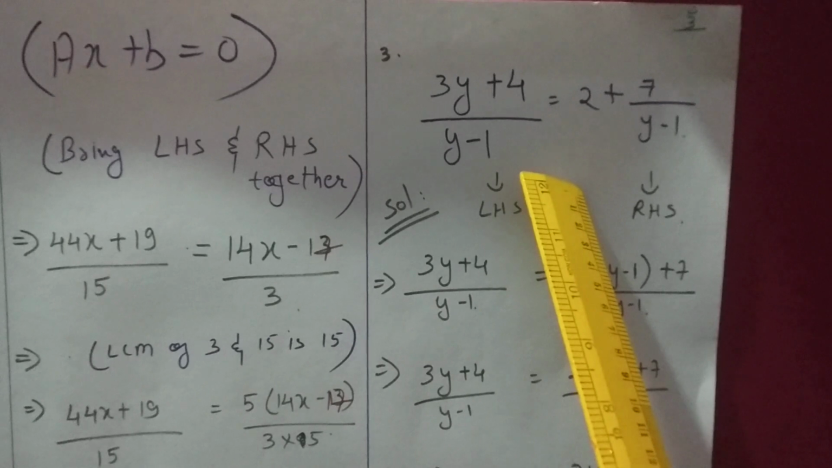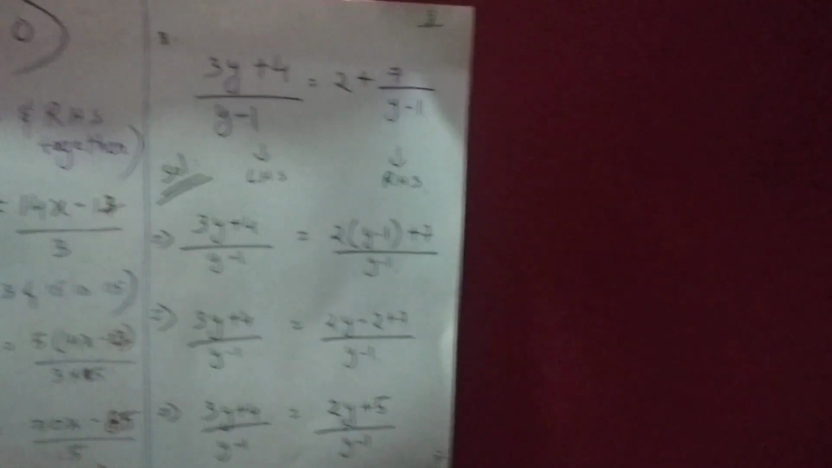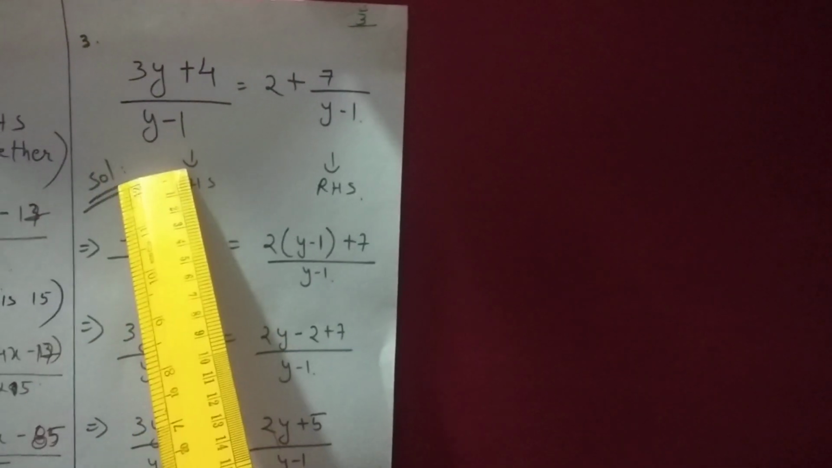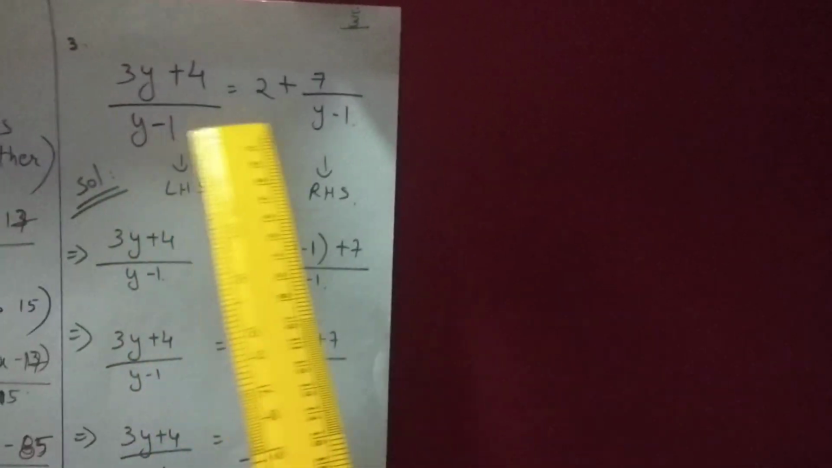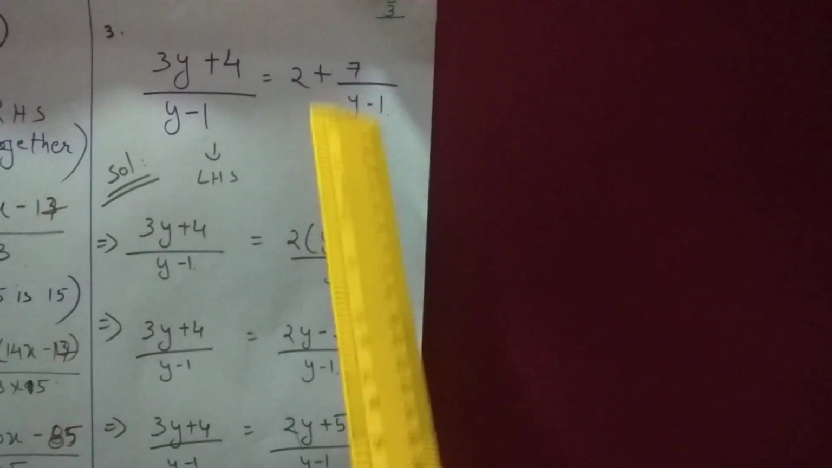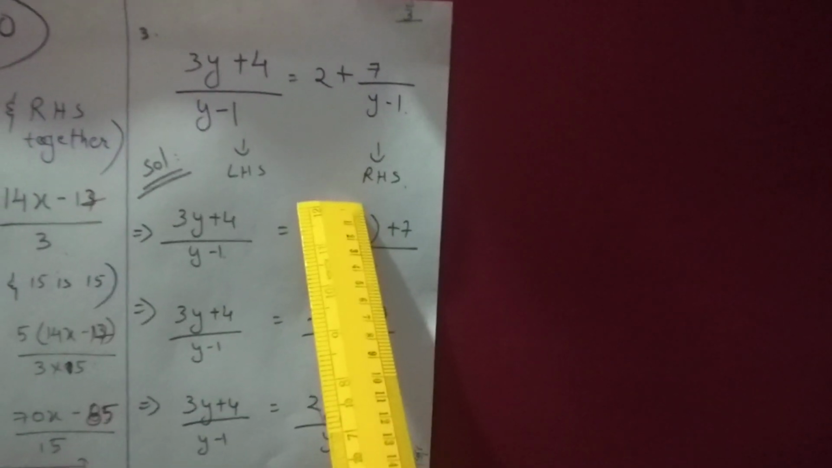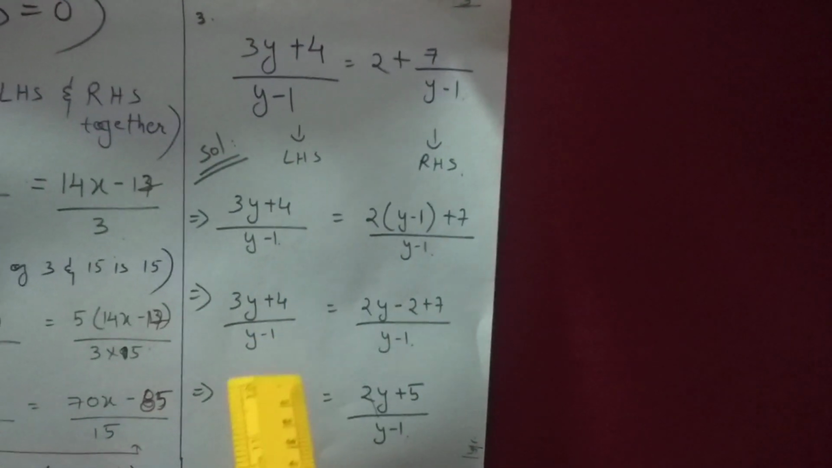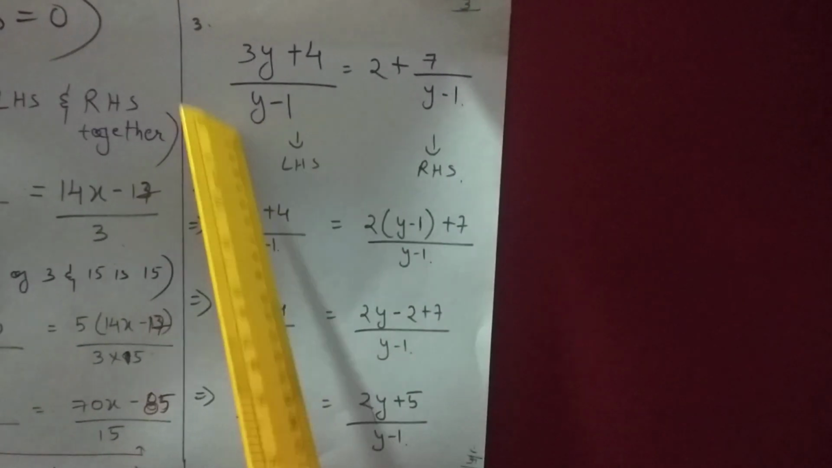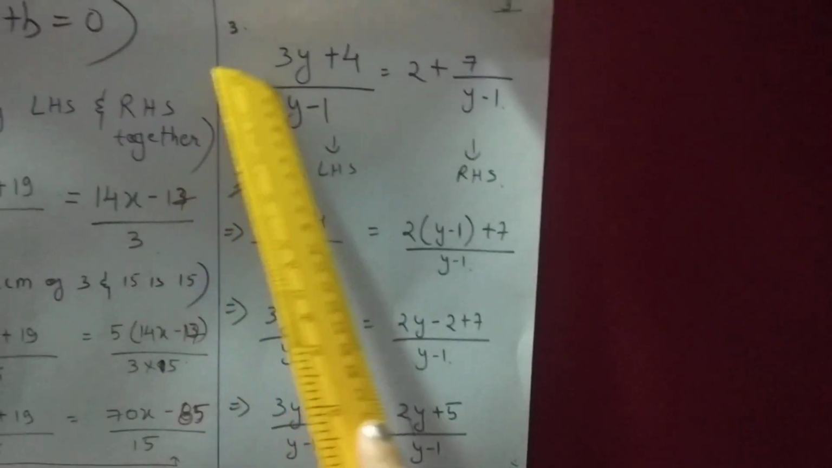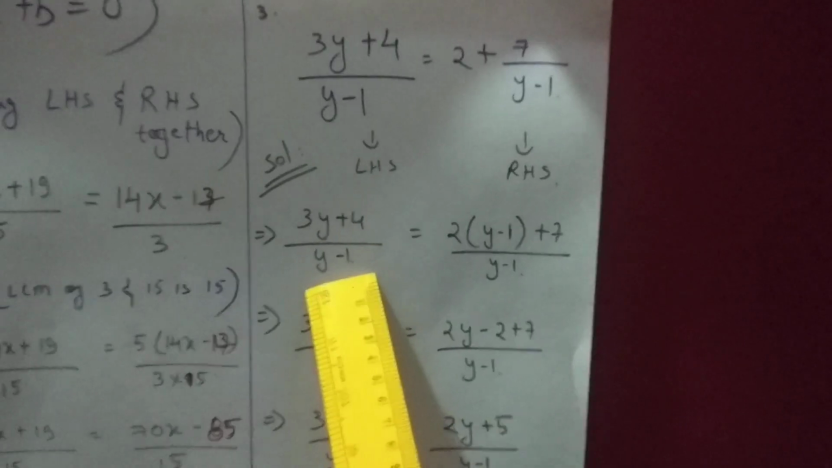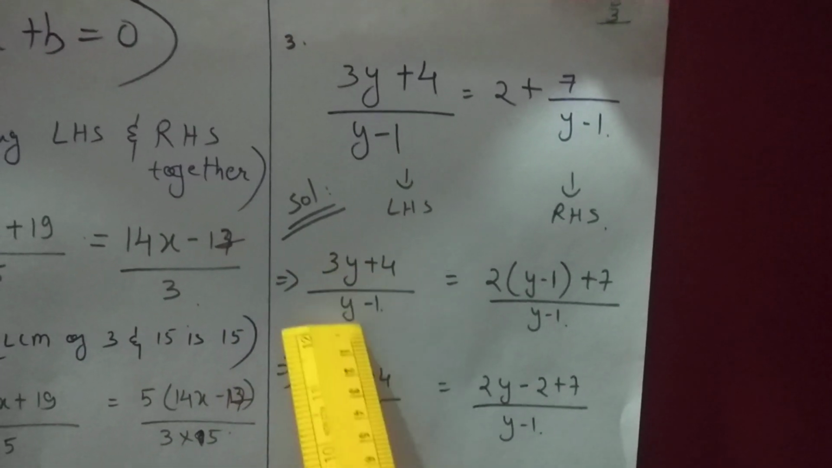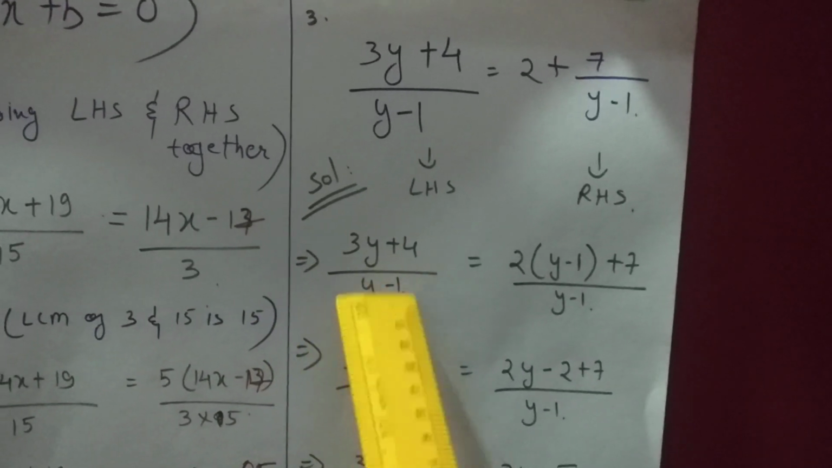So simply we will first solve the left hand side, that is this side of the linear equation. Then later we will solve the right side. Then, similar to what we have done in the previous video, we will bring these two, LHS and RHS, together and find the value of y, which is our variable. So let's get started with the first step. Solve LHS: 3y plus 4 upon y minus 1.